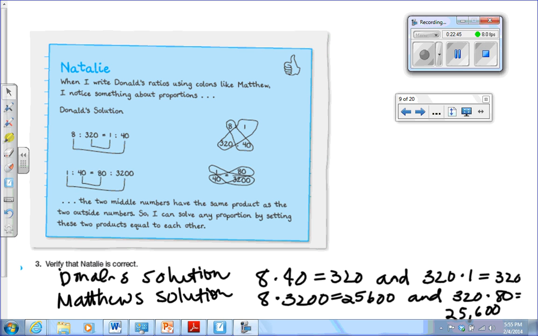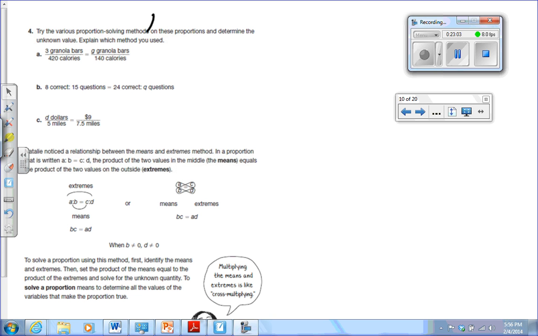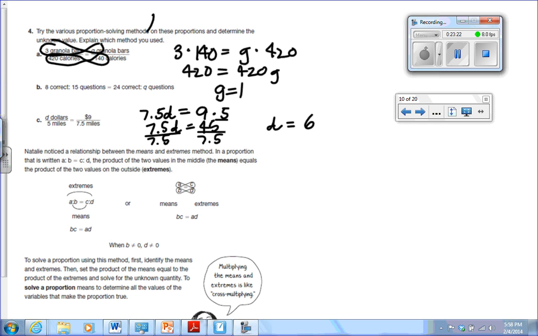Donald's solution, you have 8 times 40, which is 320, and 320 times 1, which is 320. You have the same for Matthew's. We have 8 times 3,200, which is 25,600, and then 320 times 80 is 25,600. Okay, so number 4 says, try the various proportion solving methods on these proportions and determine the unknown value. Explain which method you use. So I'm going to let you use your own methods here and try to figure out the variable in each case, and then I want you to come back and check yourself.